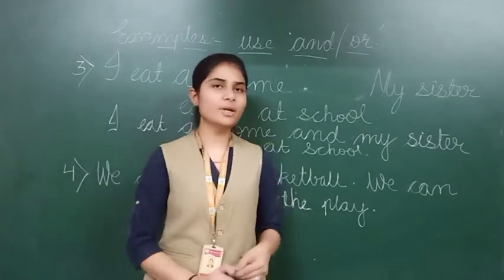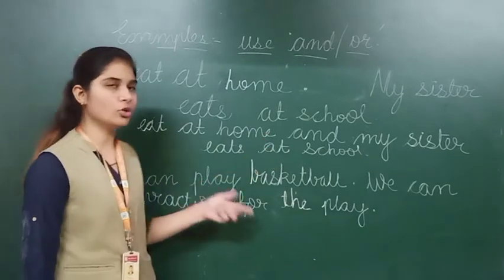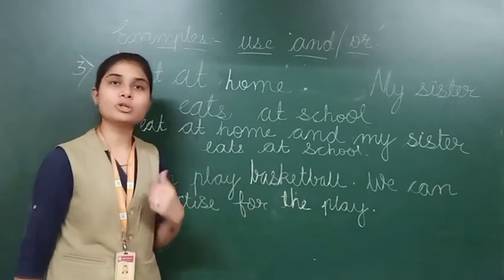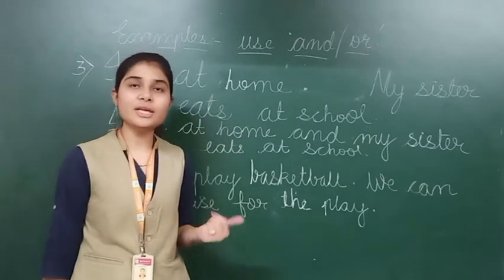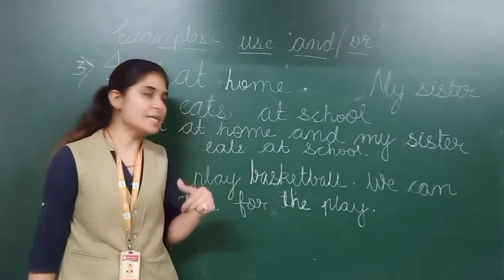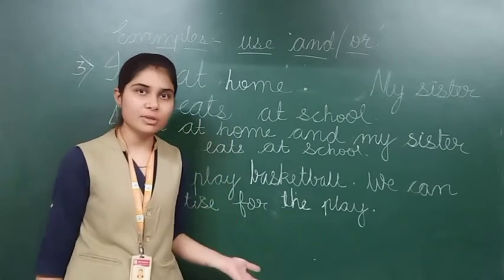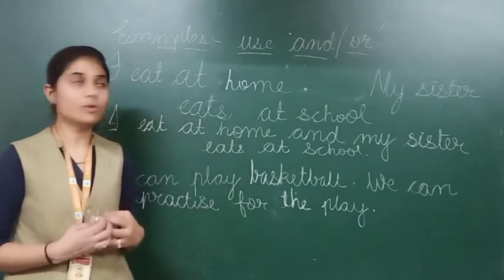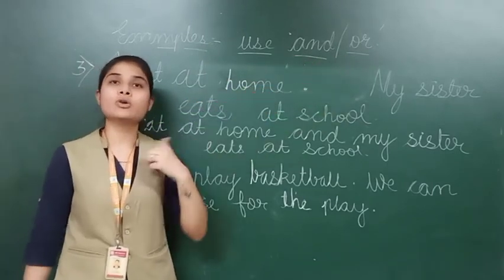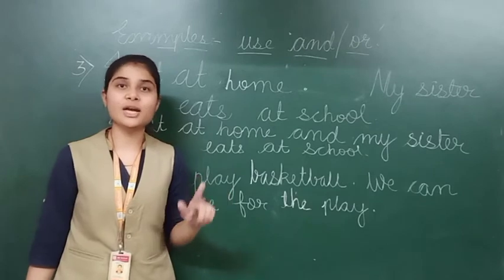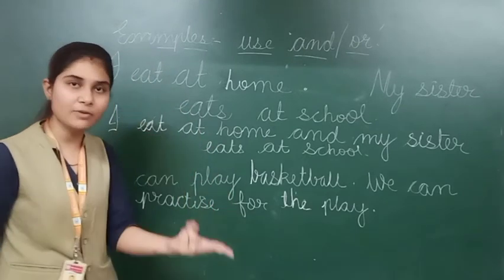Now see, the next one: we can play basketball, we can practice for the play. Here we are talking about the same person, but the activities are 2. What are the 2 activities? The first is play and the second is practice for the play. So which conjunction are we going to use here, "and" or "or"? Here we are going to use "or", because we are talking about the same person but different activities. That means there are 2 activities.